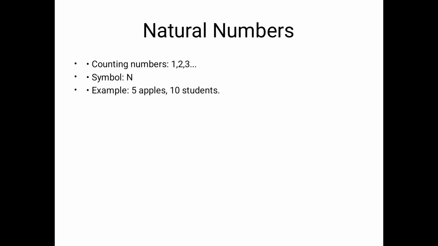First, we'll go to natural numbers. In the beginning, we will study natural numbers. We already know that natural numbers means counting numbers only. Counting numbers like 1 to infinity, 1, 2, 3, and so on, are called natural numbers and it is denoted by capital letter N. For examples, 5 apples, 10 students, like that. Every number which we use for counting is called a natural number.